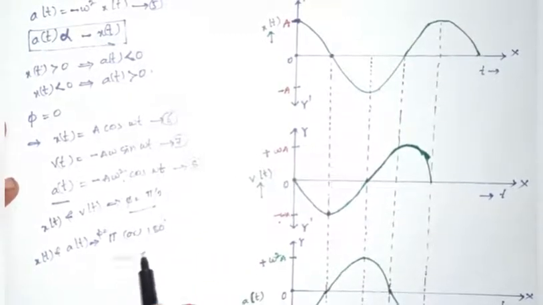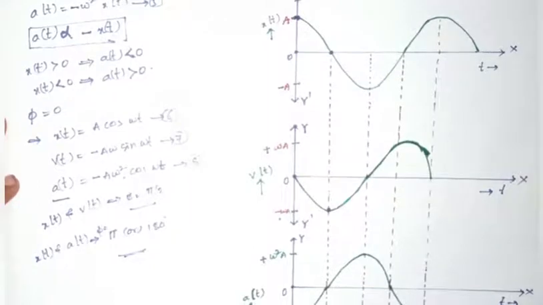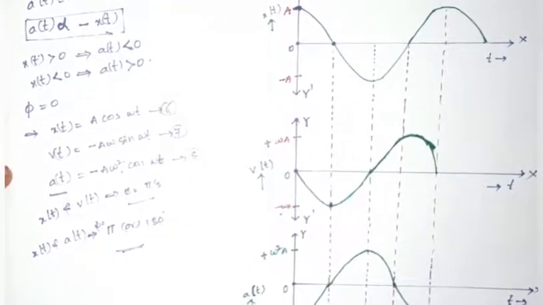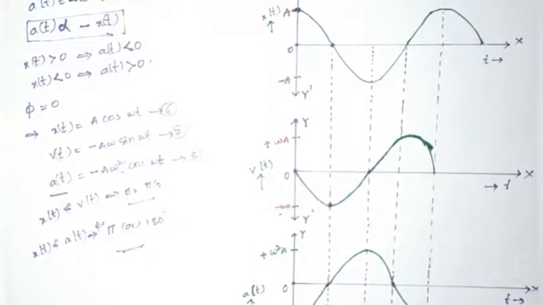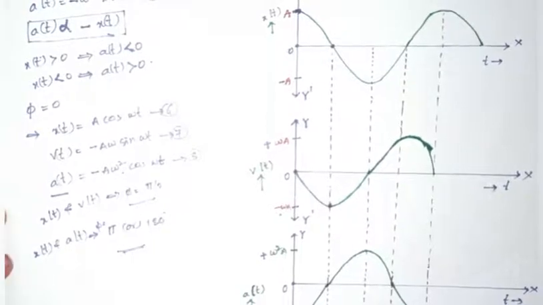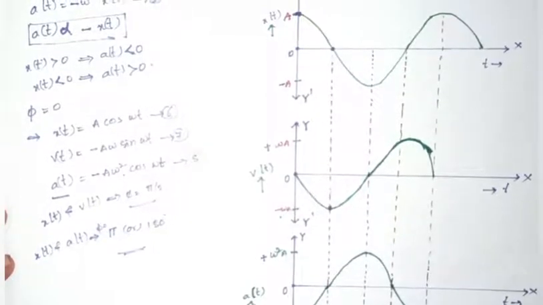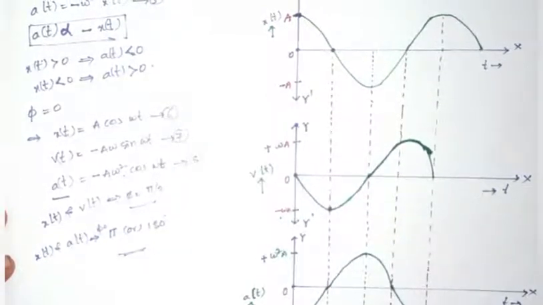Okay, so this is the relation between the velocity and acceleration equations of simple harmonic motion: a of t equals minus omega square a cos omega t plus pi.